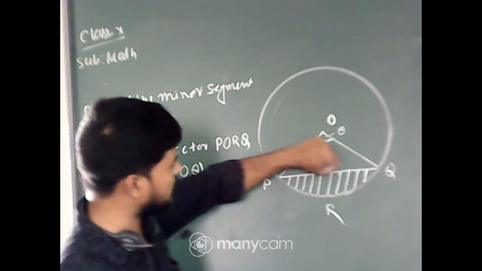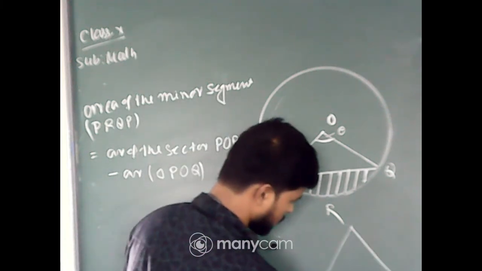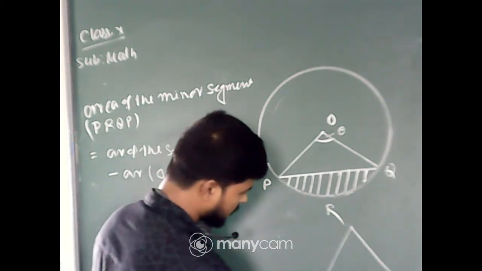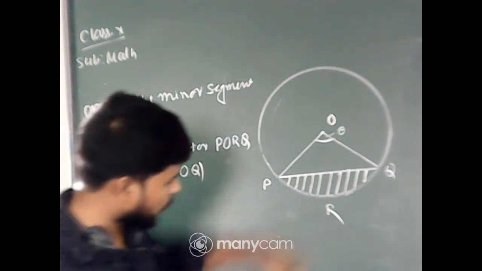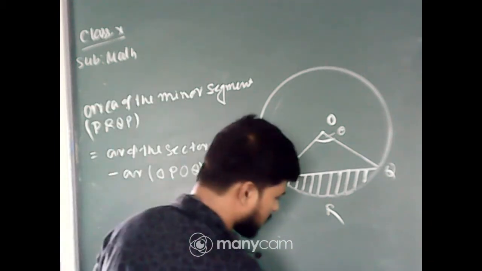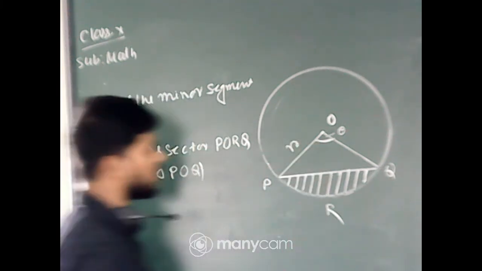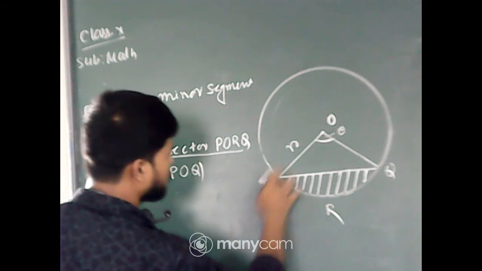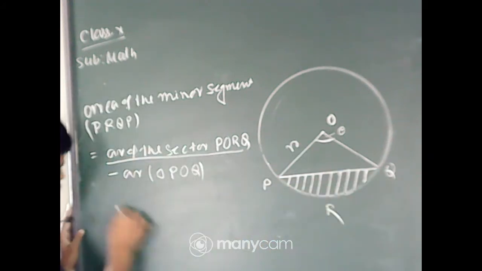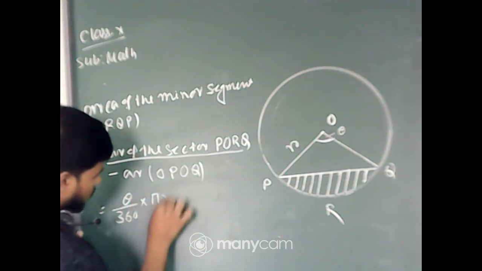Means if we subtract the area of the triangle from this sector, see, this is the sector and this is the circle. If I subtract this triangle from this sector, we have the area of this segment, isn't it? So this is the formula. Now if we consider that the radius of the circle is r, we can easily find out the area of the sector POPRQ, which is theta by 360 into pi r square minus.